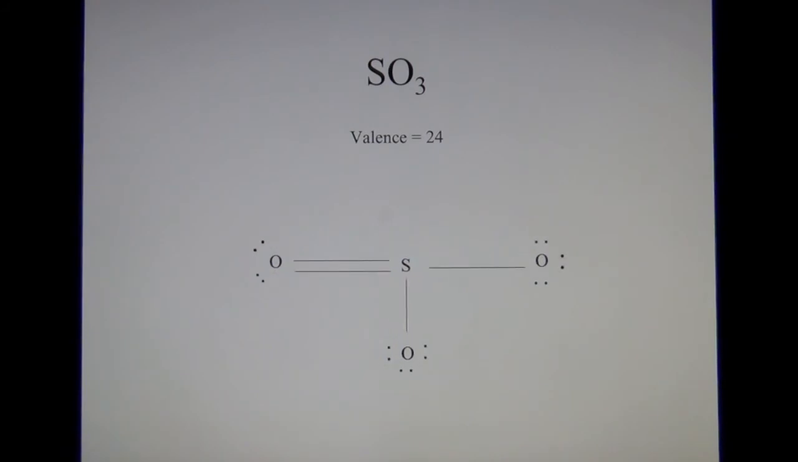Now, if we change that single bond to a double bond, notice the lone pairs went from 3 lone pairs down to 2 lone pairs. Each of our surrounding atoms now has an octet. They each have 8. Sulfur in the middle also has 8. So this looks like a good Lewis structure for SO3.